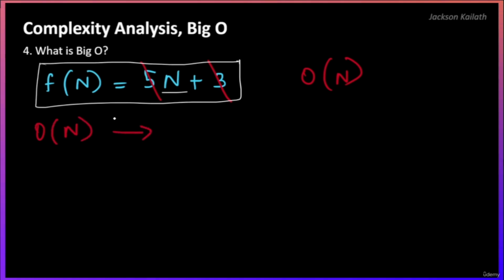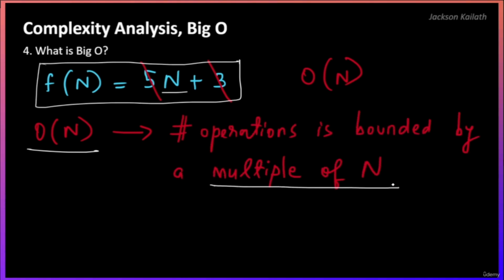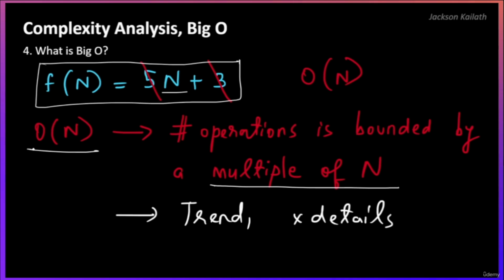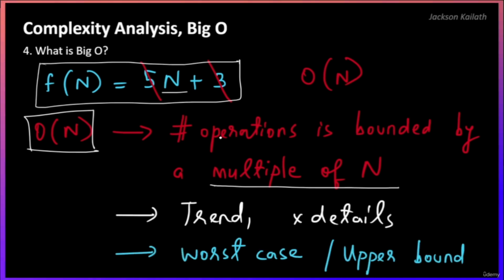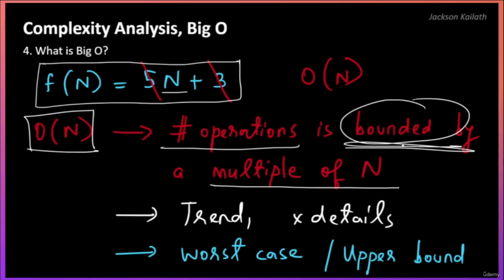All right, now if the time complexity of an algorithm is of the order of n, what does this mean? It means that the number of operations that the algorithm has to do is bounded by a multiple of n. So it could be 5n or 100n or 1000n. It's a constant times n, and we are just avoiding the constant because we are only interested in the trend and not the details. Whenever we are talking about big O, another important thing to note is that we are always talking about the upper bound or the worst case scenario. So the number of operations is bounded by a multiple of n if the time complexity of an algorithm is O of n.